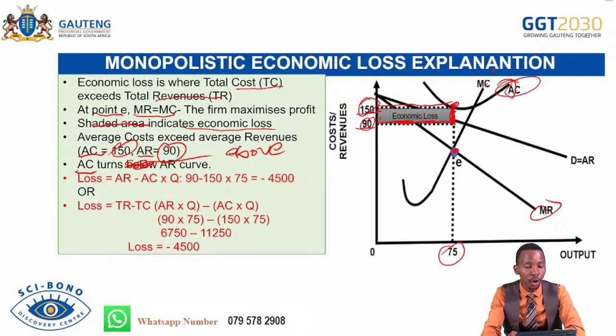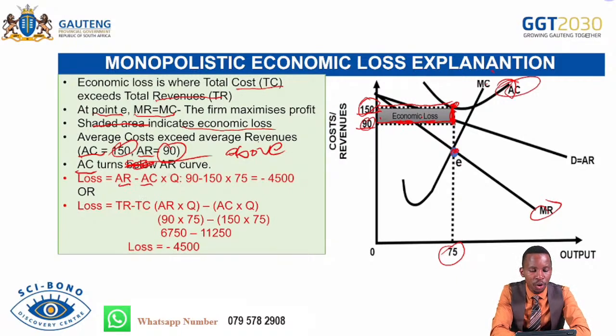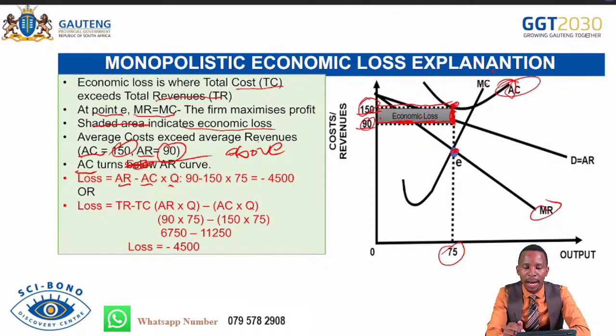So how can we calculate economic loss? Loss equals average revenue minus average cost times quantity. Let's see in substitution. How much is our average revenue? Our average revenue equals 90.